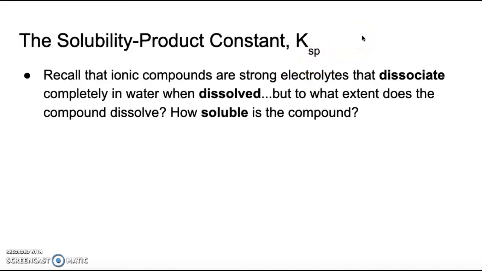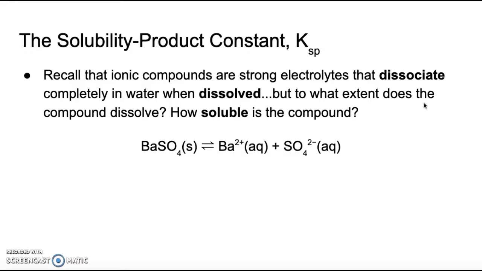And we have to think back to what we already know about ionic compounds. So remember that they're strong electrolytes and that when they dissolve in water, they're going to dissociate completely into their positive and negative ions. But the question is, how much does the compound actually dissolve? Because none of that dissociation can happen unless the substance dissolves. All right, so what we're asking ourselves here is, how soluble is the compound?